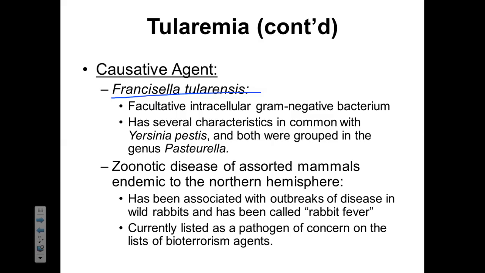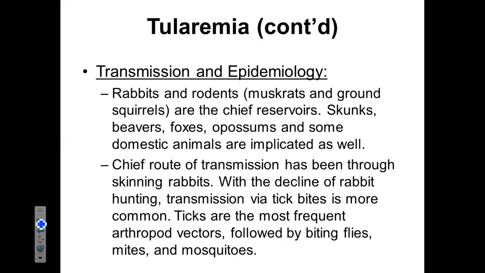Tularemia is a disease that we contract from animal vectors. It's a zoonotic disease. The animals that are associated with it are mammals that are endemic in the northern hemisphere. Sometimes this disease is also known as rabbit fever. As individuals would trap and skin rabbits, that used to be the most common method of this bacterium getting into the body. Right now, Tularemia is listed as a pathogen of concern for potential bioterrorism. It's potentially going to be used as a bioterroristic pathogen.